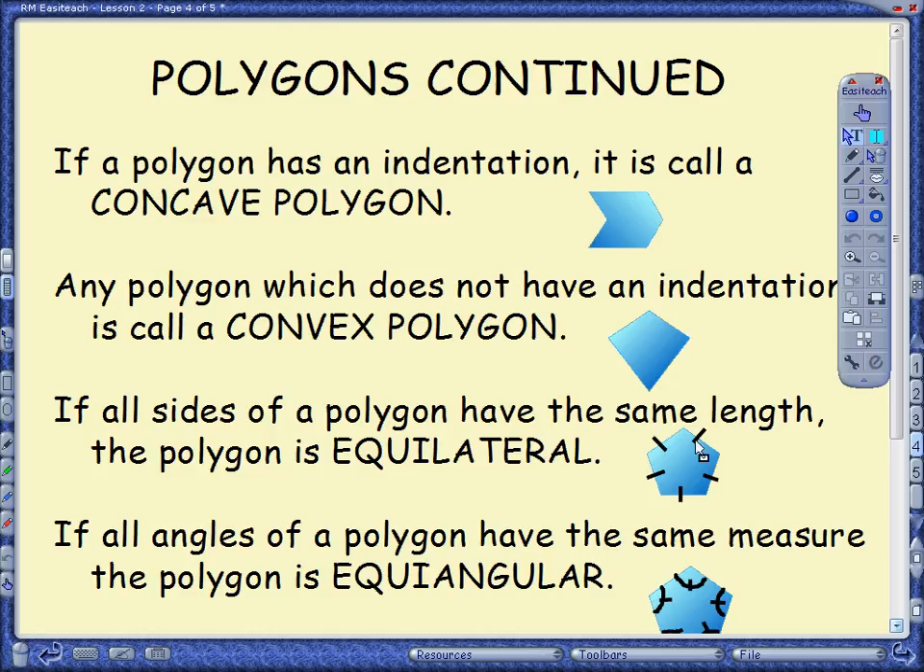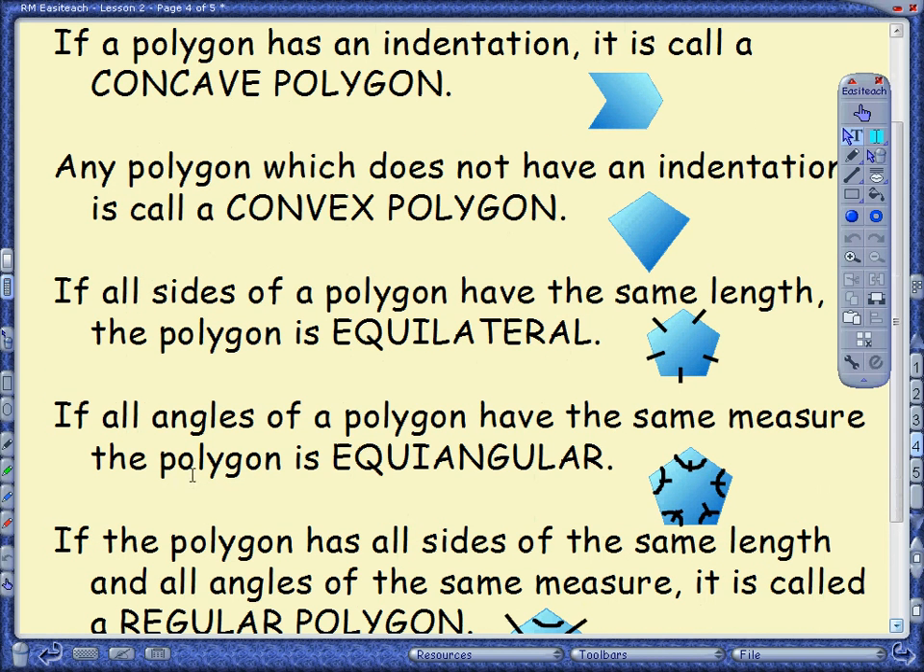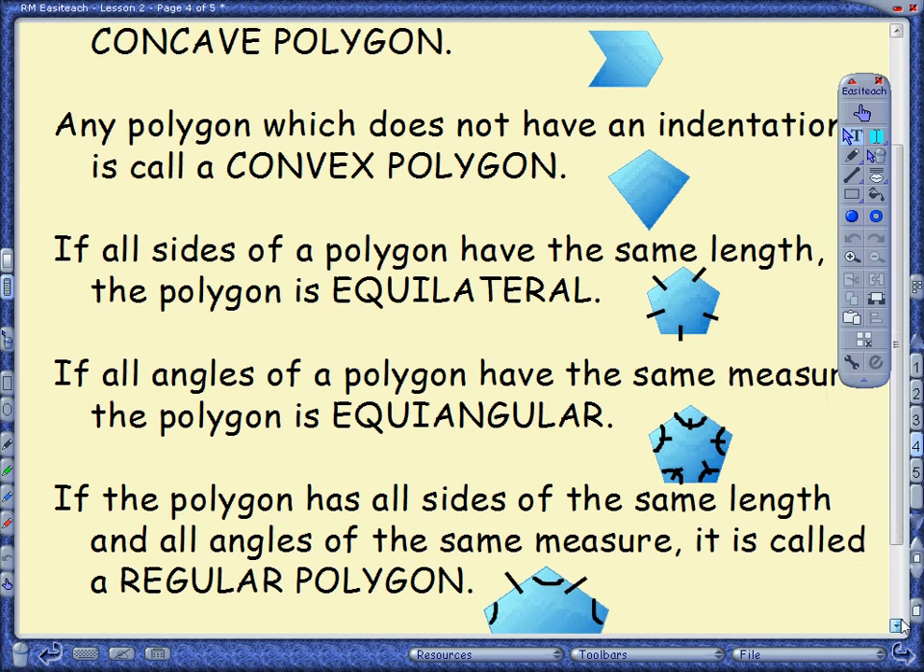If all sides of a polygon have the same length, the polygon is equilateral. All of these sides are exactly the same length, and we show that by marking the sides with the tick mark. These little lines are called tick marks. If all angles in a polygon have the same measure, the polygon is equiangular. So all of the angles here are shown to be equal with these tick marks.